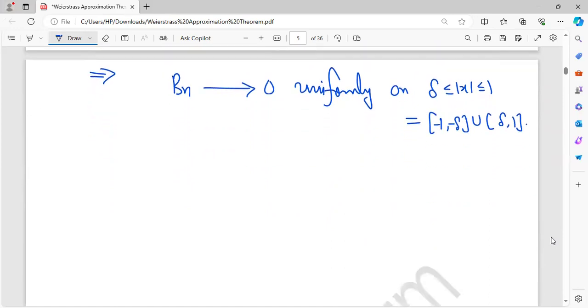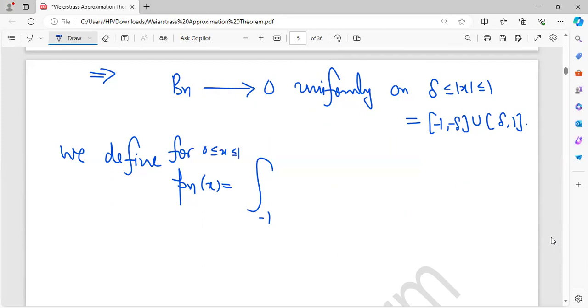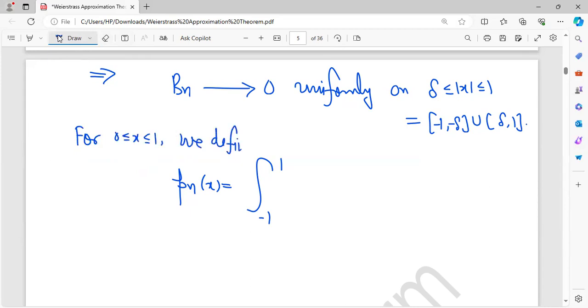Now, okay, we define, for x in this range, P_n(x) equal to the integral from -1 to 1 of f(x plus t) P_n(t) dt. So we should write properly.